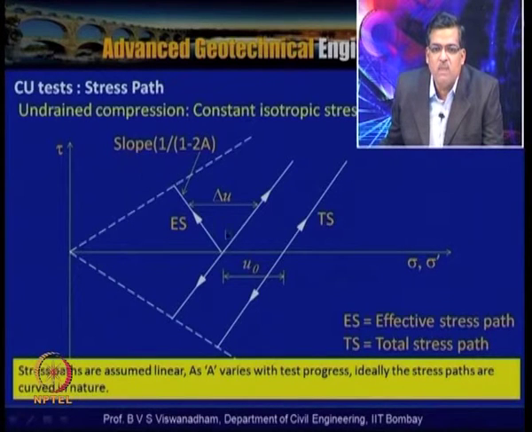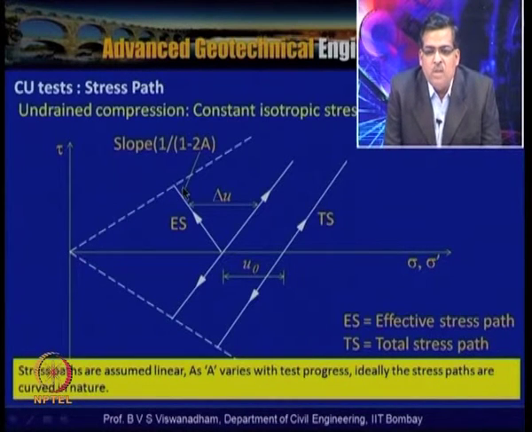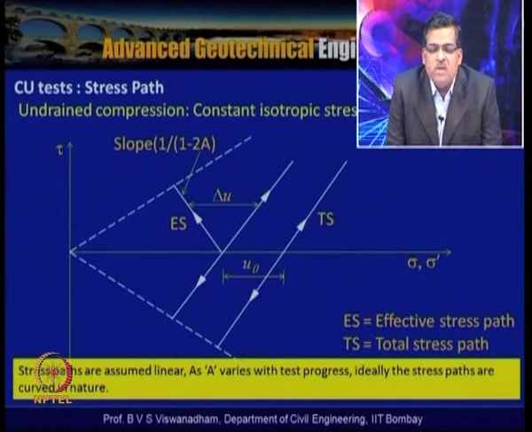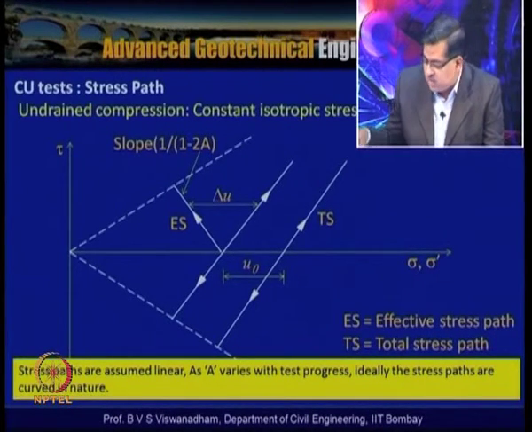So because of that, what will happen? If A is constant, then the slope will be constant and it is linear, and this is the effective stress path. But if A varies while the test is in progress, then ideally the stress paths are curved in nature.